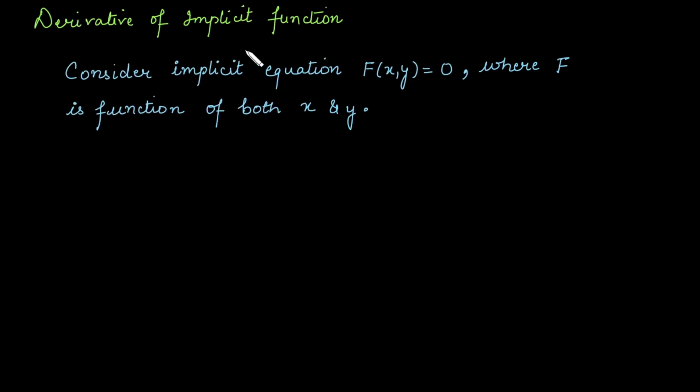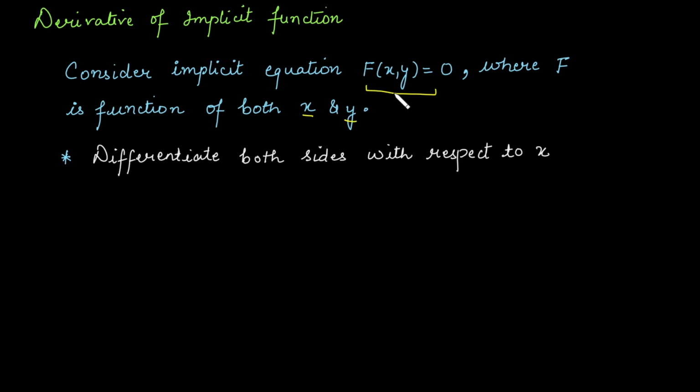Moving towards the derivation for the implicit function, suppose we have an implicit equation of this form, f(x, y) is equal to 0, where f is a function depending upon both the variables x and y. Now evaluate the derivative of this function with respect to x. For that, differentiate both sides with respect to x. So the derivative of the function with respect to x is equal to the derivative of 0 with respect to x, that is 0.